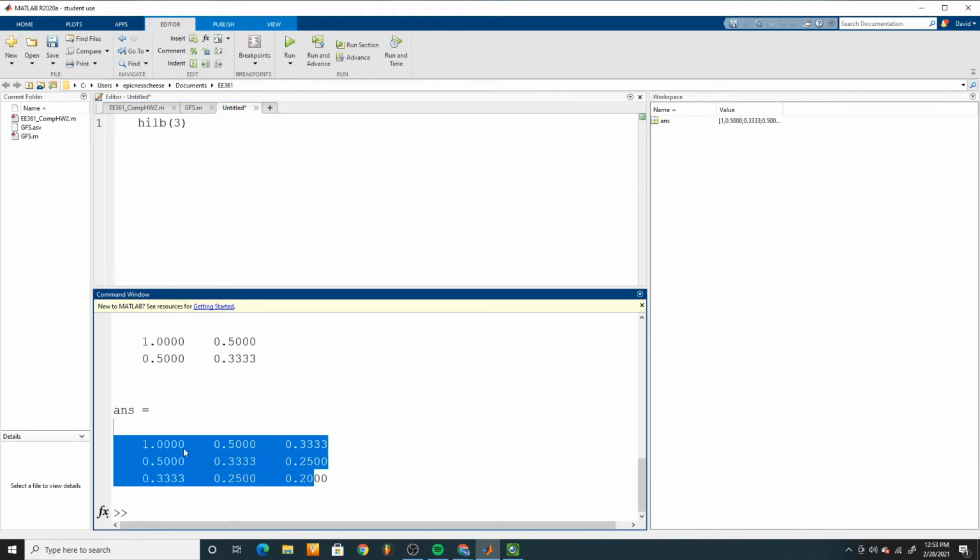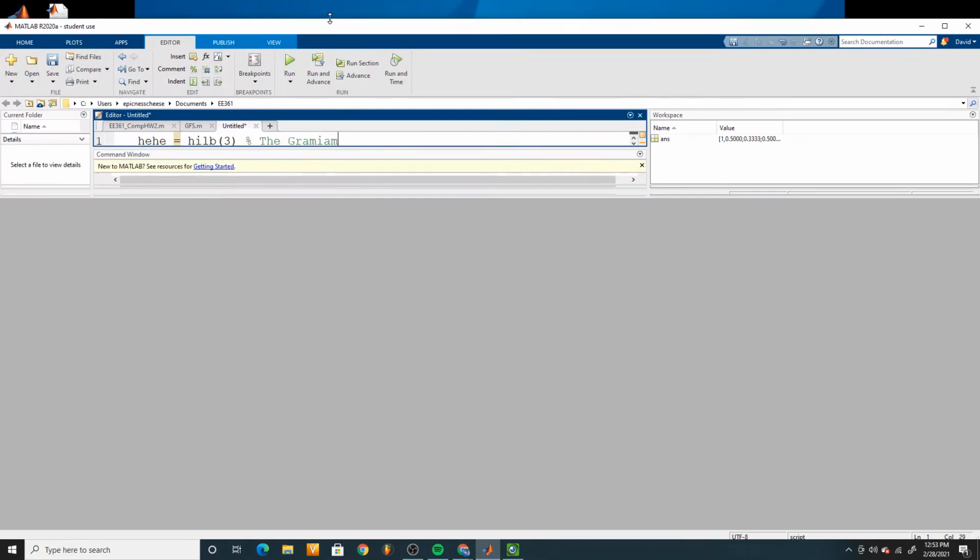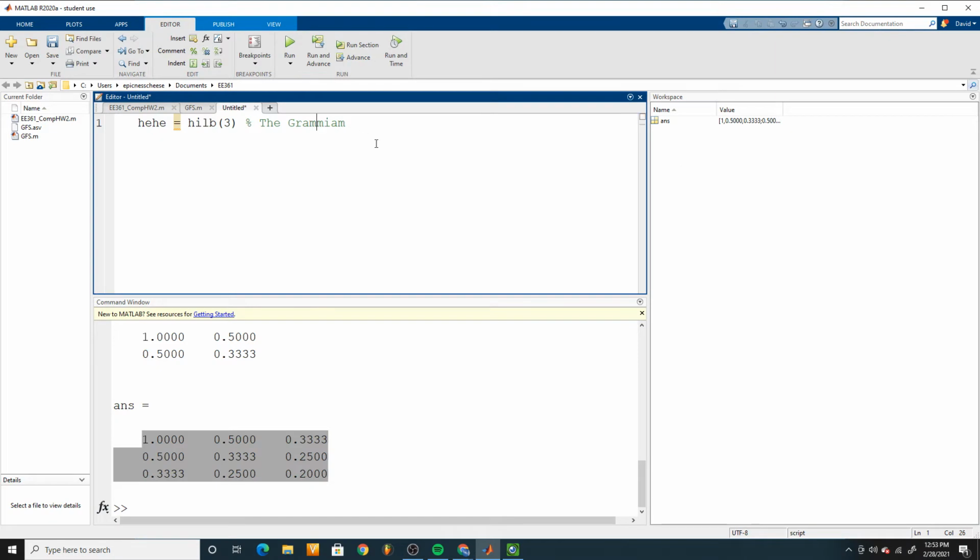Hey, that looks like our Gramian. Now you know what to do. That's your Gramian. You can put it into something, call it my Gramian. How do you spell it? Gramian, there's 2 M's. There you go. So now you know that square.